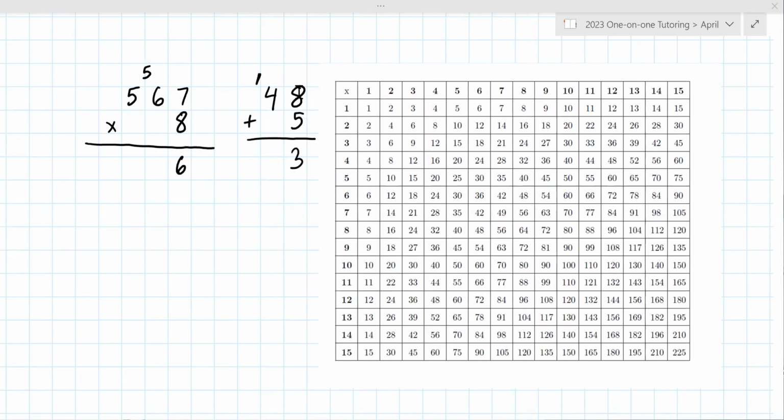We did 8 plus 5, which is 13. That's 3, carry a 1 here. And then you add the 1 and the 4 because there's really a 0 underneath here. What is 1 plus 4 plus 0? 3. You're adding 1 plus 4 plus 0.